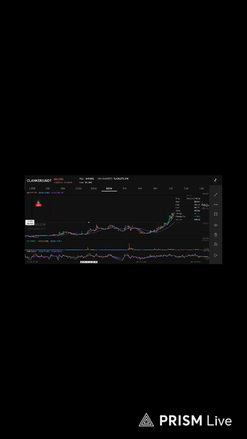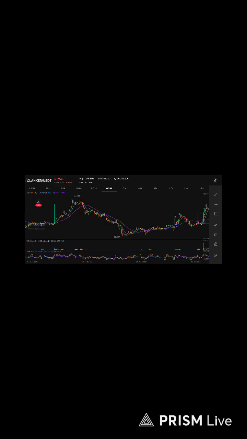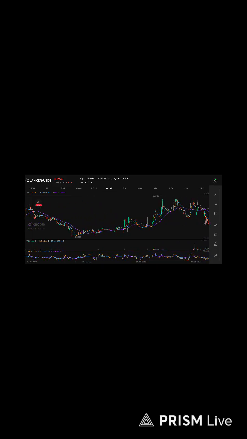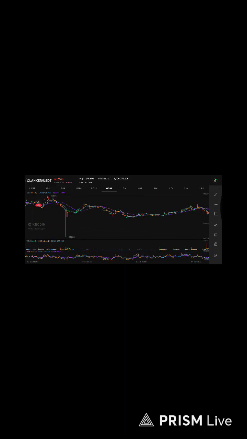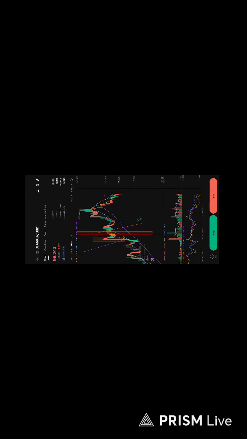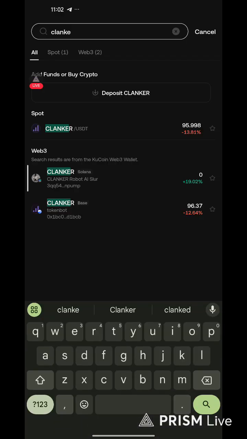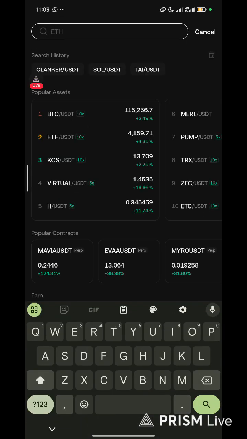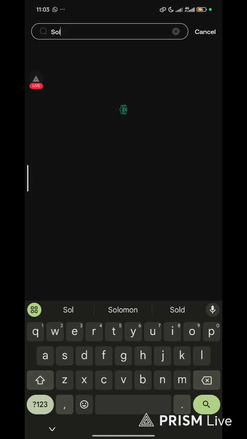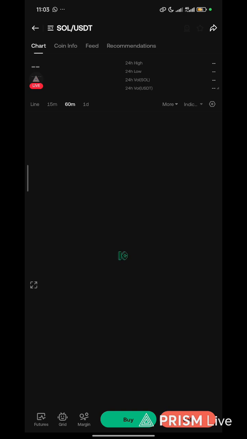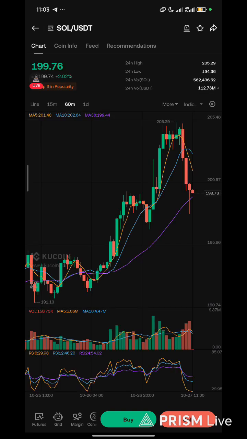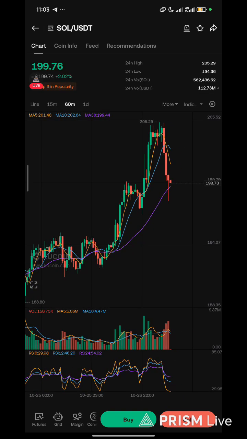Looking for an opportunity to explain the bearish engulfing candle. Let's look for another token then. Let's check Solana. Right now, Solana is trading at more than.